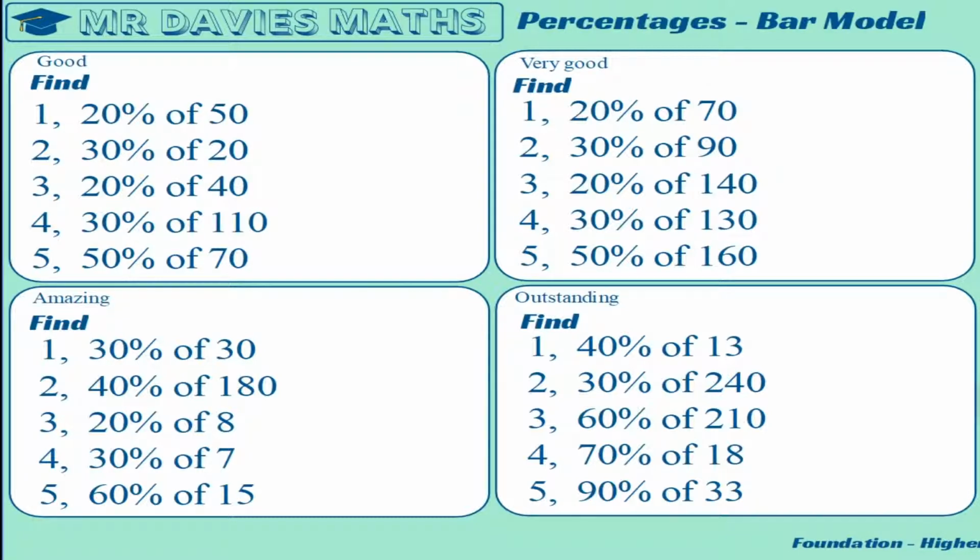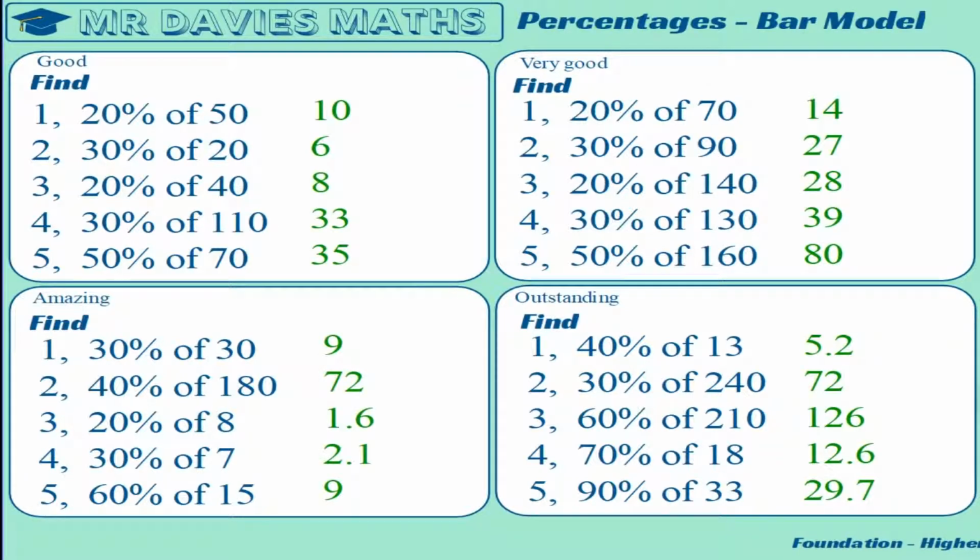Okay, here come the answers. Give them a tick, give them a cross. Hopefully you got them all right. They are quite straightforward when you can see what's happening. Let's try some trickier ones.